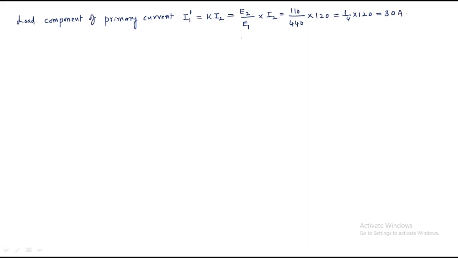And I1 dash is lagging behind the applied voltage by phi 1 dash, right? Lagging behind the applied voltage by phi 1 dash. So what is the phasor diagram?